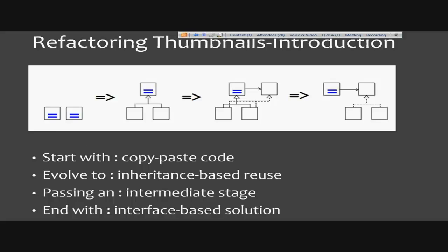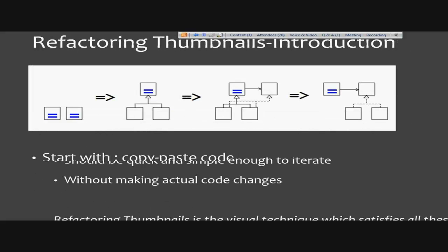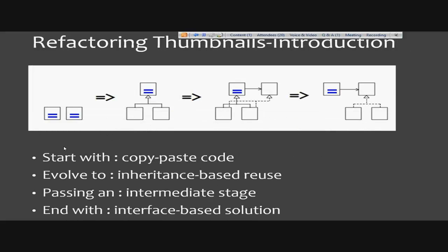And we'll come back to this slide for why to do it. So let's take an example. Suppose we have started with copy-paste code. That's the first stage in the diagram. Then we implement inheritance. So this is the common code, which is represented by the blue lines here.